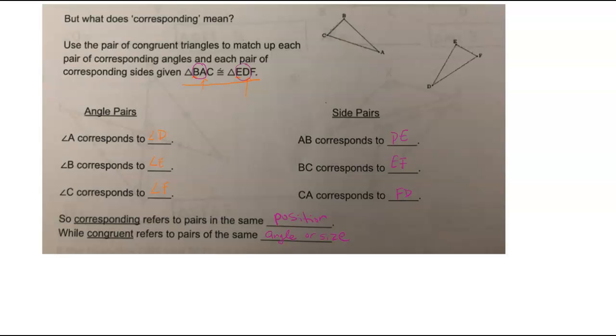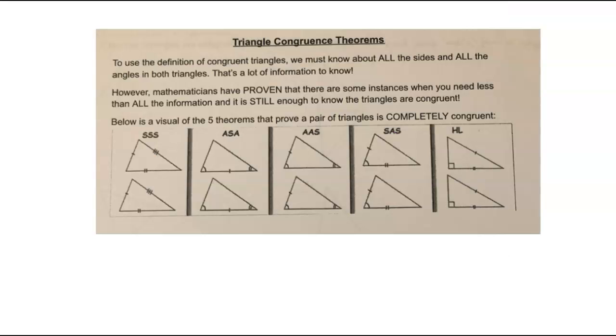Going forward, you should have watched some videos on the triangle congruence theorems, and you have this paper in front of you. This is just to readdress our five congruence theorems. Again, we're going to use the definition of congruent triangles. We must know about all the sides and all the angles, and that's a lot of information. So mathematicians have actually proven all five of these, so we don't have to prove them.